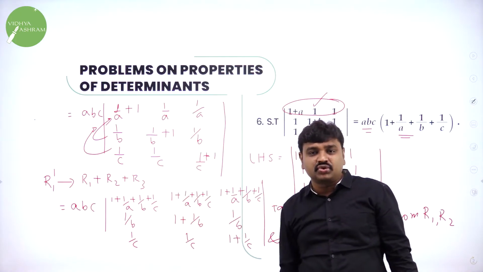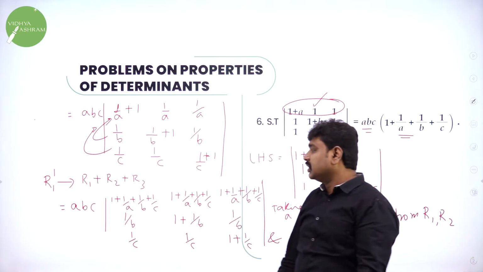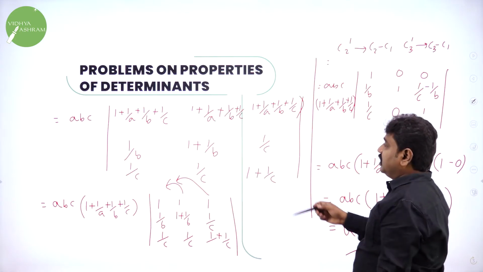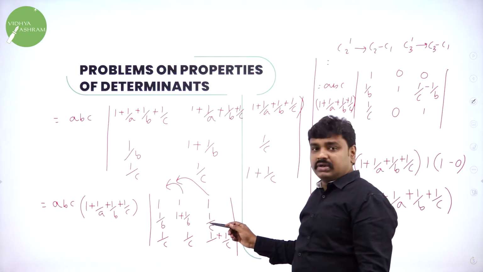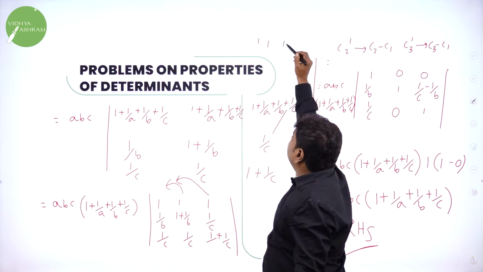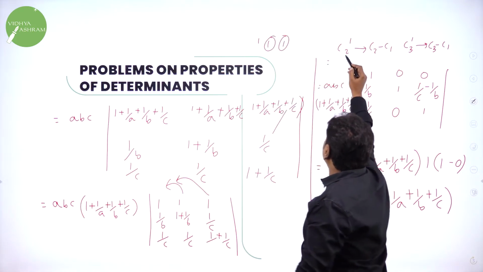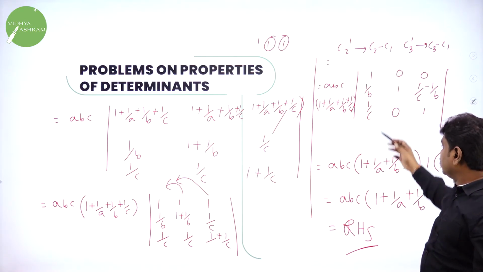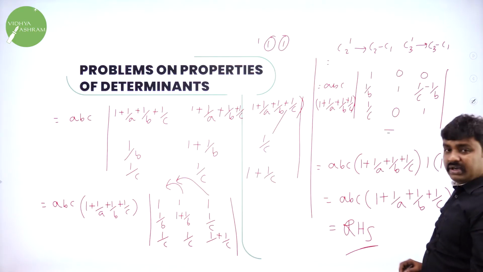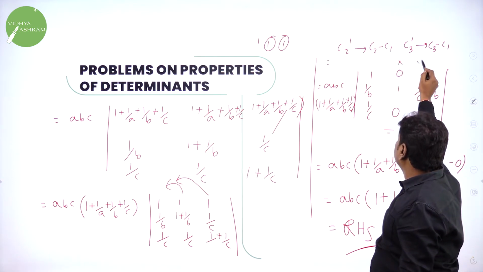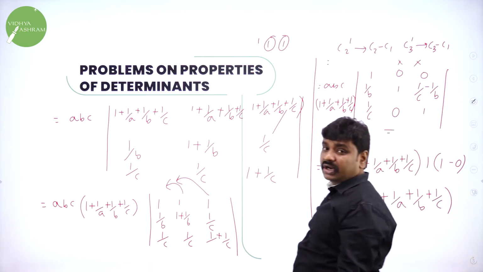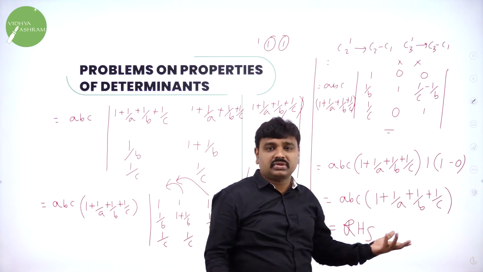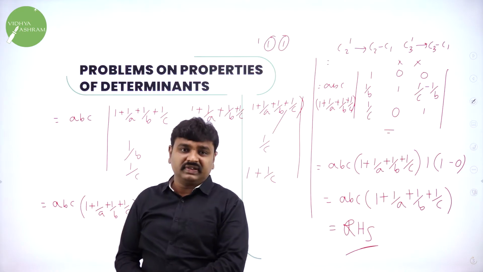Since each element in the first row is the same, you can take it common. If you take 1 plus 1 by A plus 1 by B plus 1 by C common, you will be left with 1, 1, 1. And I told you, if you have 1, 1, 1, make these two zeros: C2 dash is C2 minus C1, C3 dash is C3 minus C1. And if you do that, whatever the remaining part, if you expand, there is only one element, because these two are zeros. So expand with respect to this, and you will get 1 into ABC into 1 plus 1 by A plus 1 by B plus 1 by C. That is the RHS. I hope all of you got this.